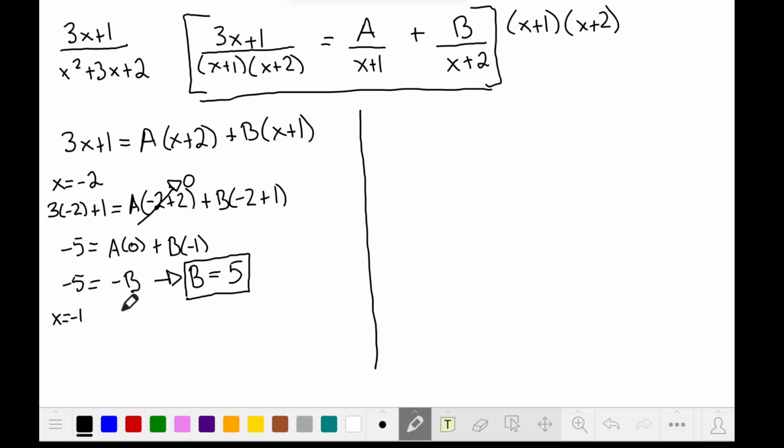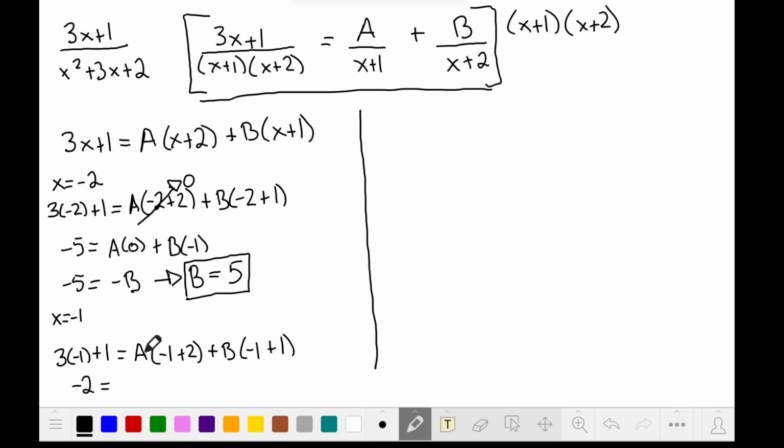And when x is equal to minus 1, on the left-hand side, we're going to have 3 times minus 1 plus 1 is equal to A, and then instead of x, it's going to be minus 1 plus 2. And then we're going to have B, and then instead of x plus 1, we're going to have minus 1 plus 1. So 3 times minus 1 is minus 3, plus 1, minus 2.